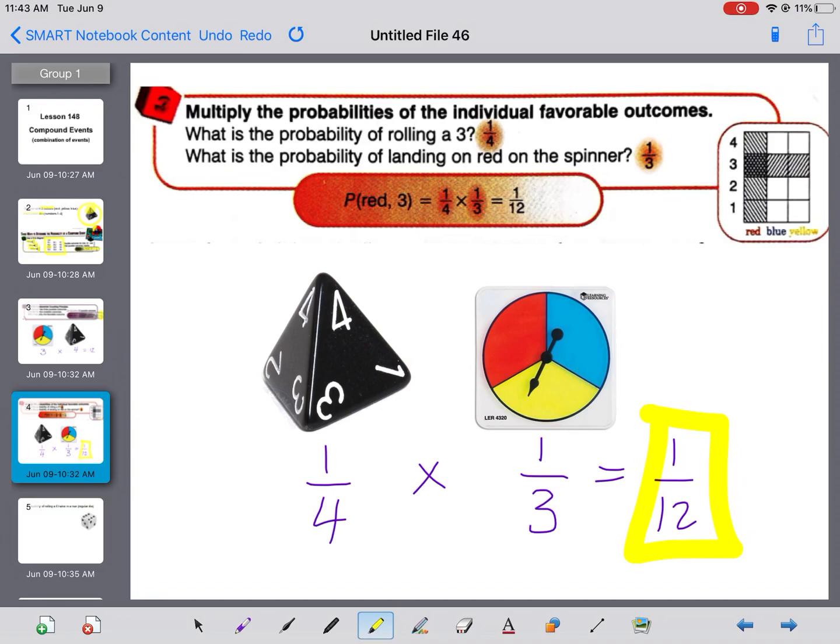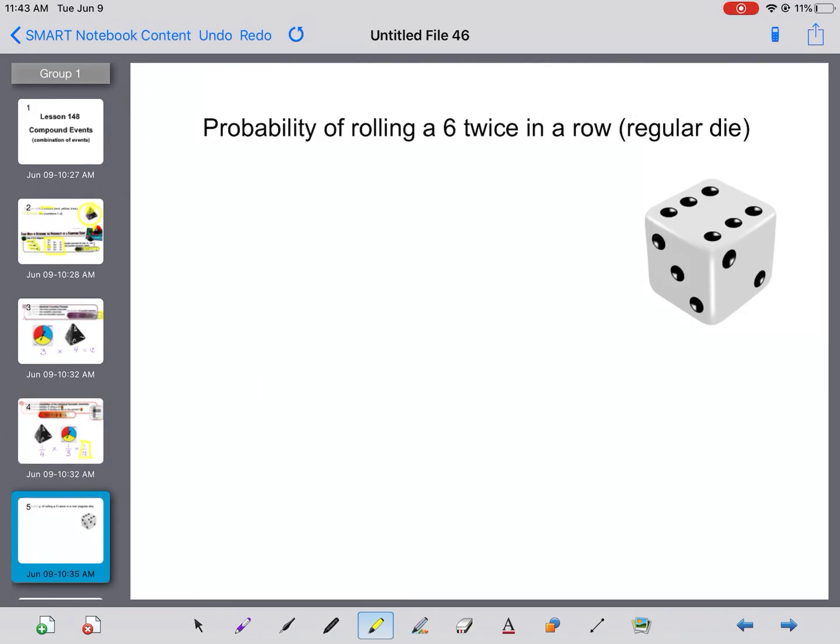So you just take the probability of each event and then multiply them together to get the probability of them both happening. And this works for other scenarios too.